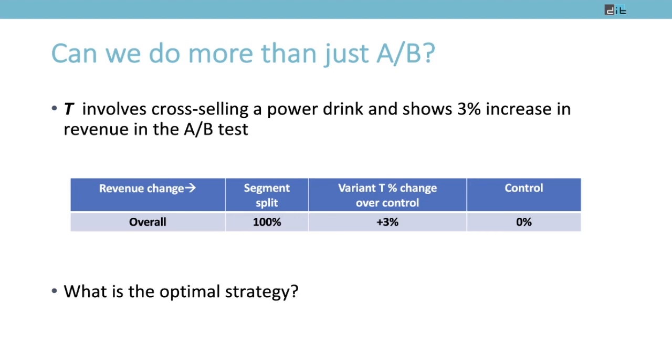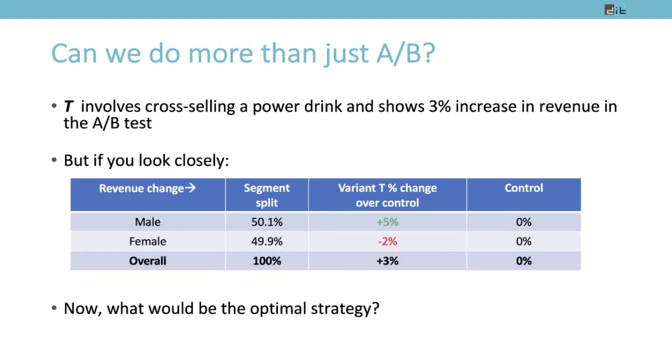So now the question is, given this data, what should we do? Well, the obvious approach would be that we want to be cross-selling the power drink because we're seeing a 3% increase in revenue and we're going to make 3% more money. And of course, we assume here everything is statistically significant and all works fine. But actually, in certain cases, it helps to look into the data a little bit more carefully.